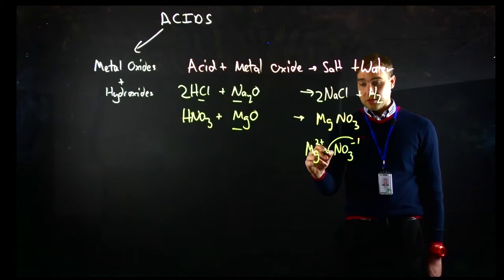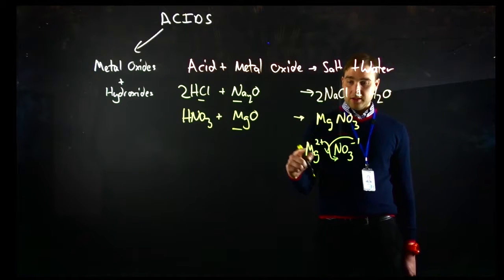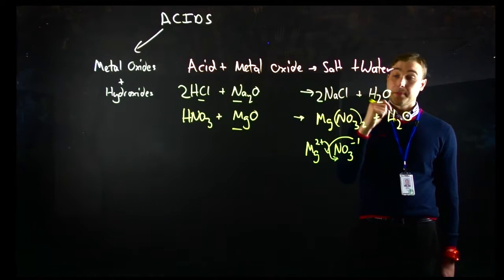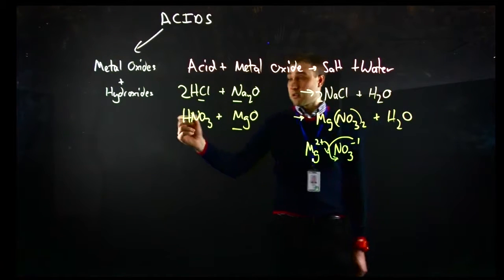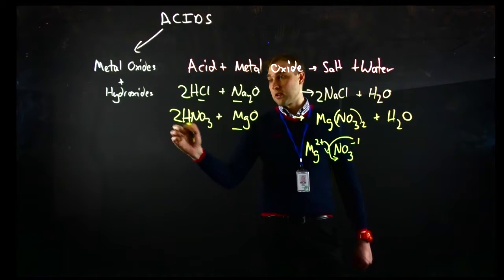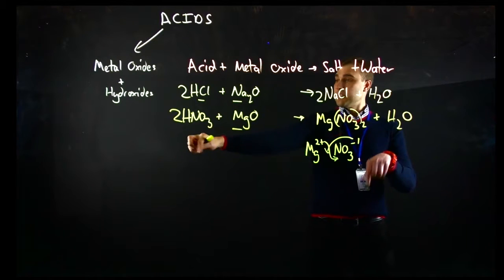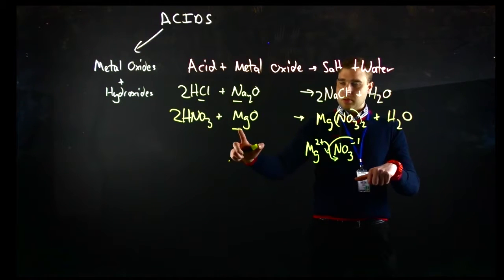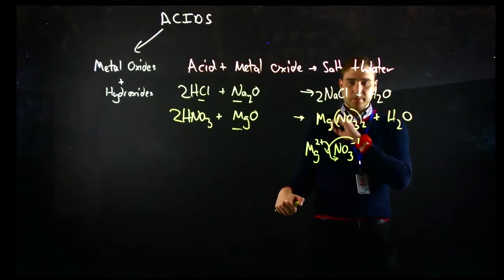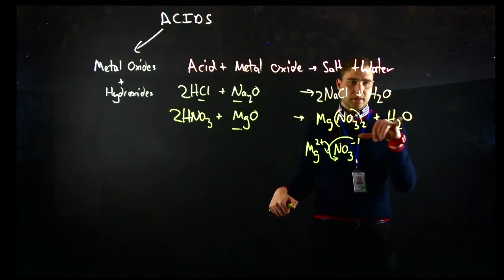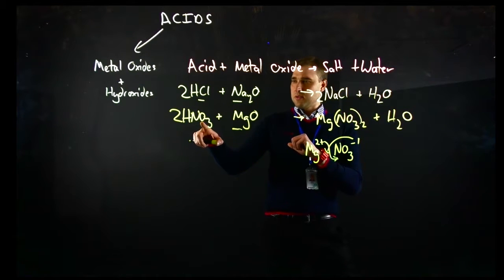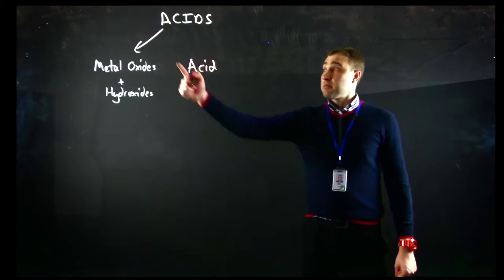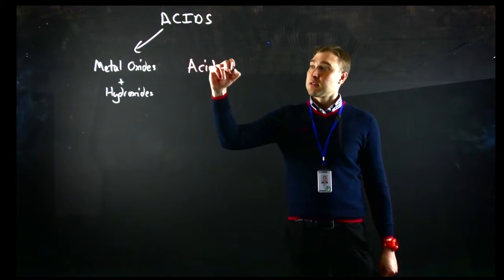So, we need to do our crissy-crossy technique. So we get Mg(NO3)2. Now we need to add water. Now we need to balance. So we've got two nitrates here, but only one nitrate over here. So two nitrates, two hydrogens. Let's have a look. One magnesium, 4, 5, 6, 7 oxygens, 6, 7 oxygens, so we're okay. So now we're balanced. Now we're going to look at the reaction between acids and metal hydroxides.